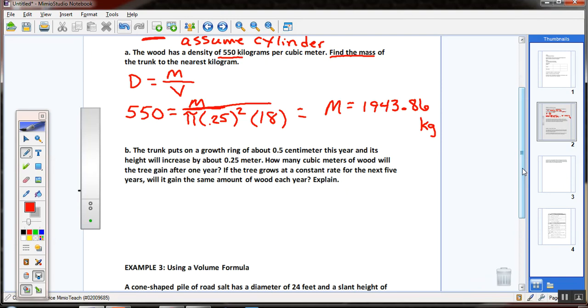All of a sudden, they come in here and say, hey, by the way, this is growing at half a what? Centimeter. Does that unit match exactly what you started with? So probably a pretty good idea to turn centimeters into what here, kids? Meters. How many centimeters are there in a meter?